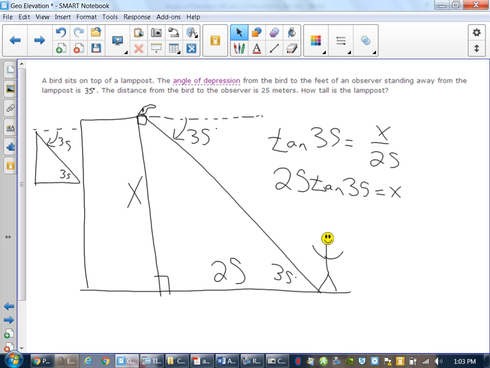Wait, when you say the 35 is depression, is that whole line? It's this angle here. Remember, the angle of depression is line of sight looking down. So that's this angle here, okay? And then we flip it to the inside for the inside triangle. They just press buttons, round it out.